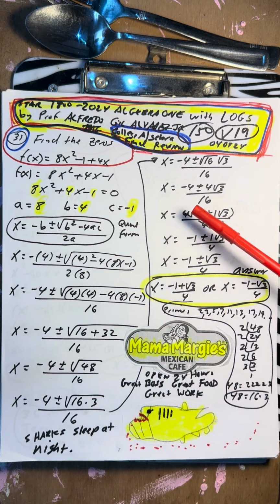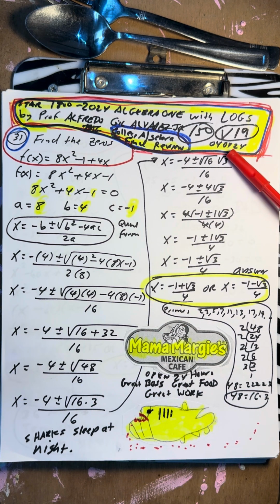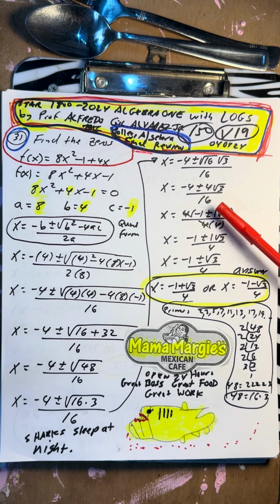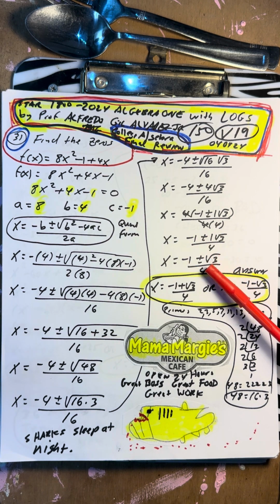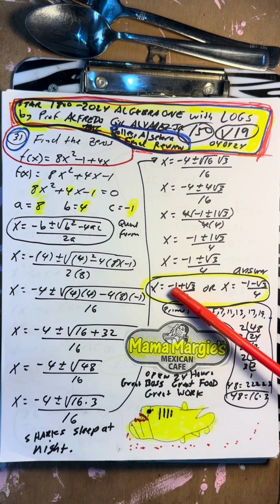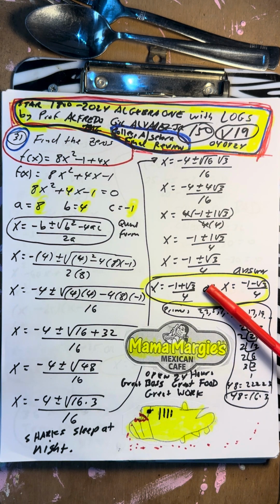Now, this one, you can take the square root of 16, and the 3, leave it alone. Square root of 16 is 4. So now, factor this. 16 is 4 times 4, and then the 4's cancel. So you still have negative 1 plus or minus square root of 3 over 4. So the answers are negative 1 plus square root of 3 over 4, or negative 1 minus square root of 3 over 4. The answer's right there. The 2 zeros.